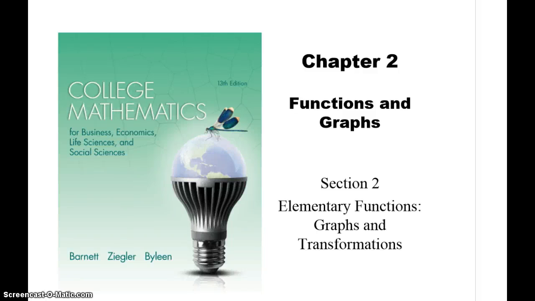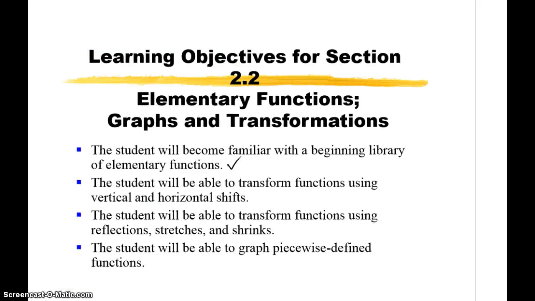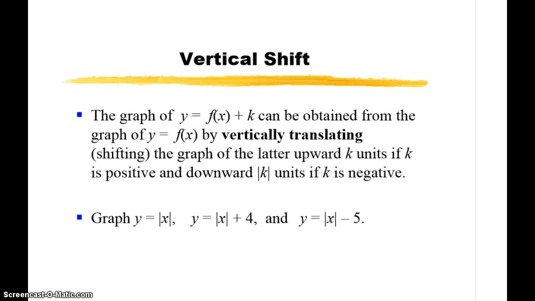Okay, we're in Chapter 2, Section 2 of Barnett, and our next goals to consider will be being able to transform functions using vertical and horizontal shifts, as well as reflections, stretches, and shrinks. So let's take a look at this. We'll take a look at the vertical shift first.